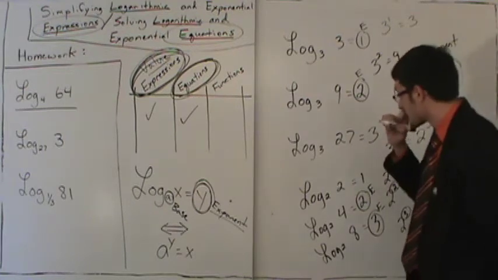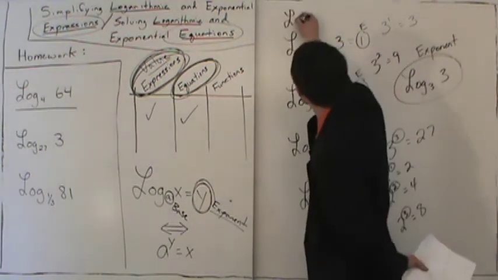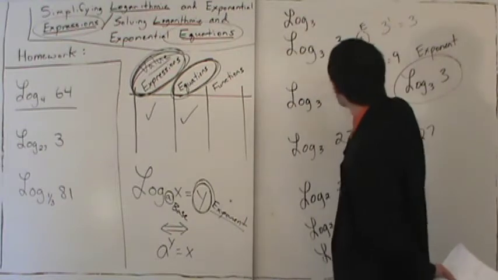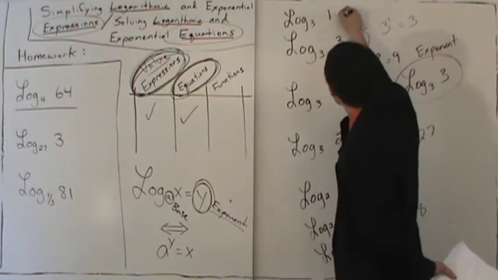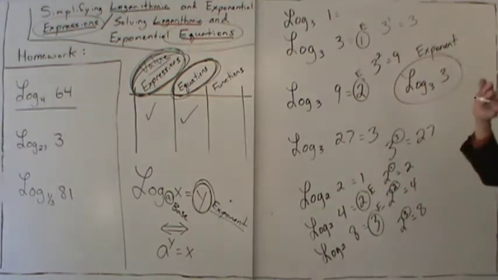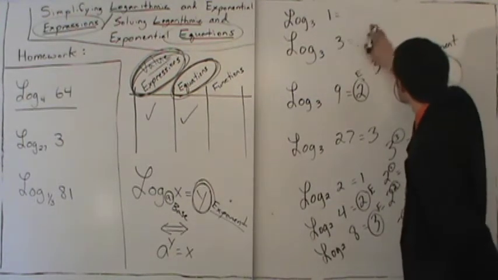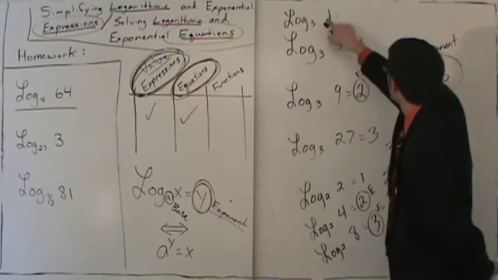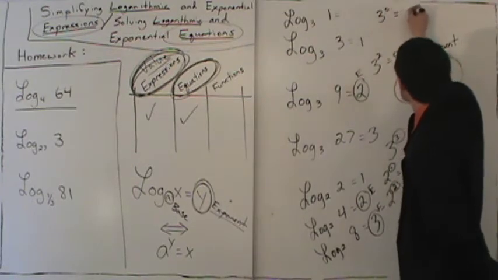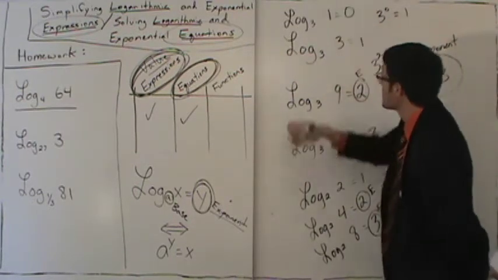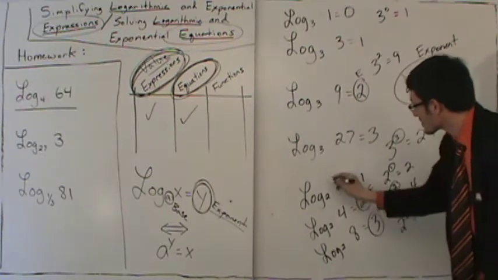Now, let's go back and look at log base 3 of 1. That's the question. 3 to what power is 1? This one's really important. 3 to what power is 1? Well, 3 to the 0 power is 1, so our answer is 0. The exponent is 0.